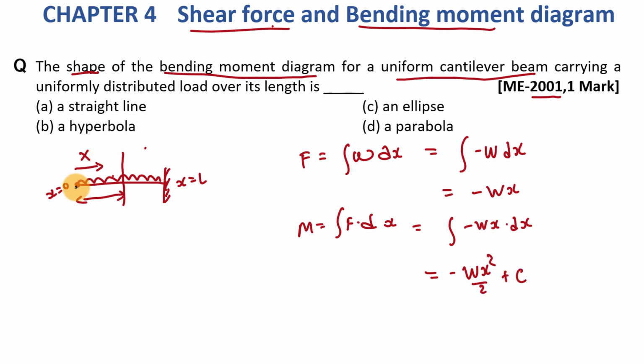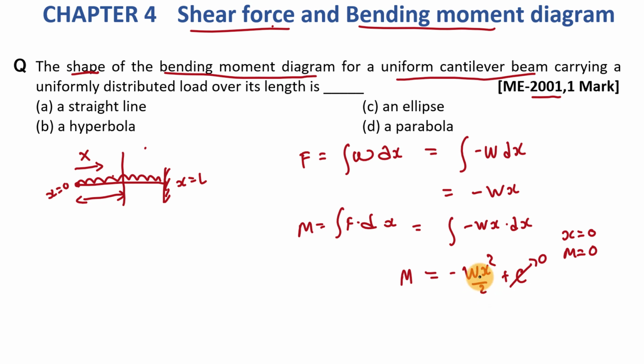Now we know that at the free end, if there is no bending moment applied like this, then value of bending moment at the end is 0. So here we can say that at x is equal to 0, bending moment is 0. And if we put this boundary condition here, then value of c will be 0. So actually bending moment is minus wx square by 2.